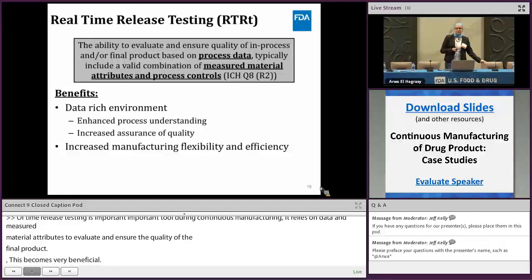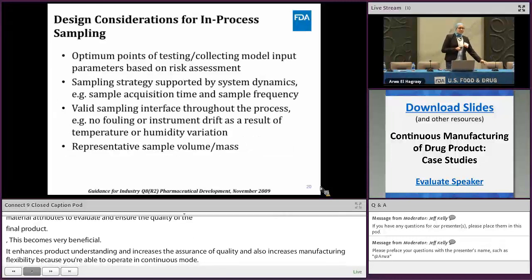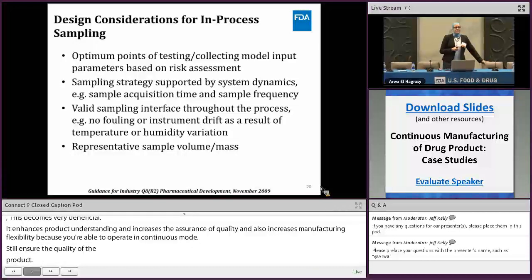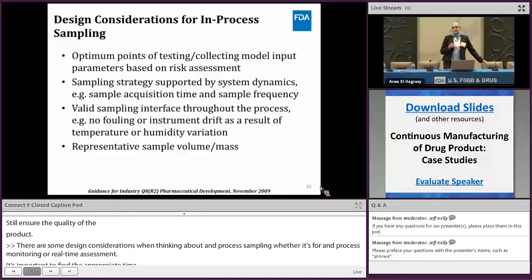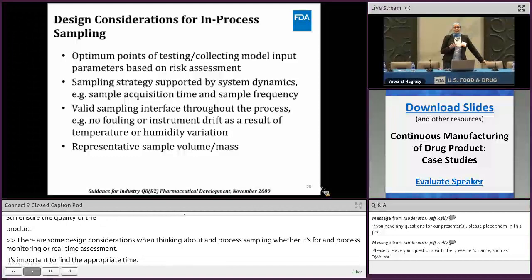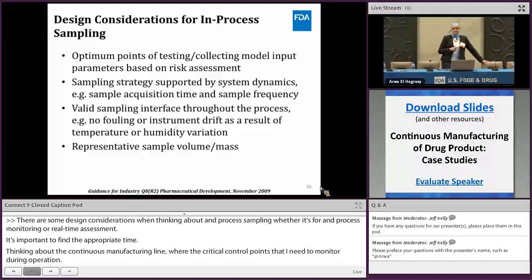that is manufactured. There are some design considerations when thinking about in-process sampling, whether it's for in-process monitoring or for real-time release testing. It's important to choose the optimum points of testing and collecting model input parameters based on risk assessment. So thinking about the continuous manufacturing line, where are the critical control points that I need to monitor during operation? If I'm looking at uniformity, for example, does it change after that point or not? So those are also other considerations for in-process sampling.